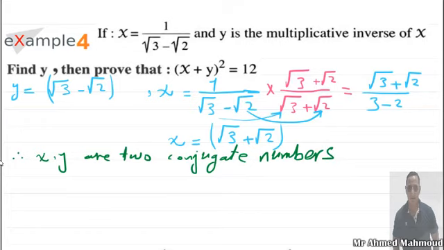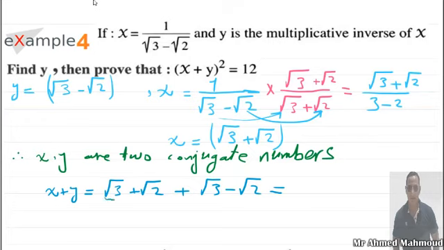Okay, the next step, we need to prove that (x + y)² equals 12. First, we are going to find x + y, which is equal to √3 + √2 + √3 − √2. Here we have √3 + √3 equals 2√3, and √2 − √2 equals 0. Then it will be 2√3.